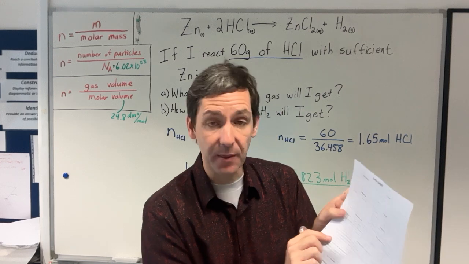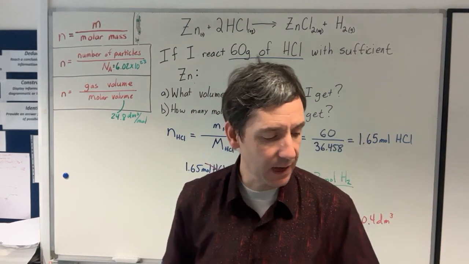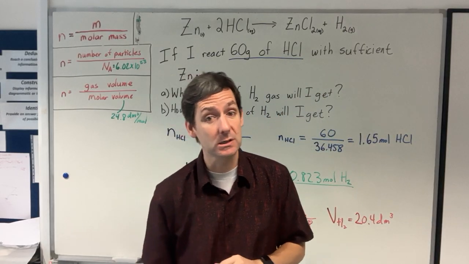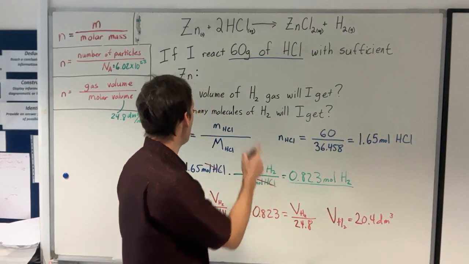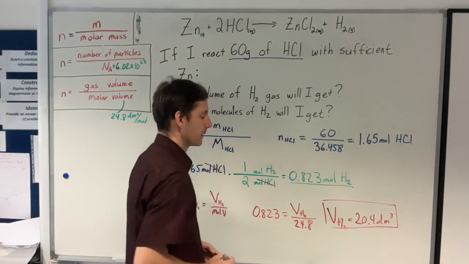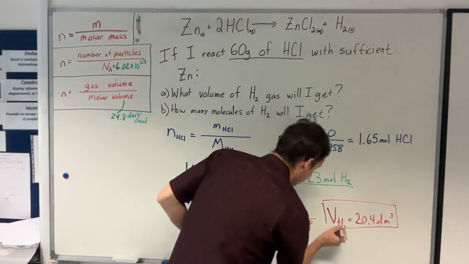Now, if it asks for centimeters cubed or milliliters, you can always look that up. They do tell us here that 1 decimeter cubed is 1,000 centimeters cubed, and you can make that conversion if you want. That's not the point of this video. The point of this video is to focus on the moles. All right, so I have actually answered part A here, which is 20.4 decimeters cubed, the volume of my H2.